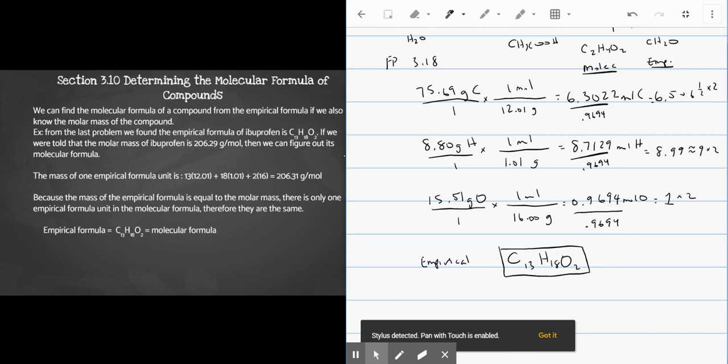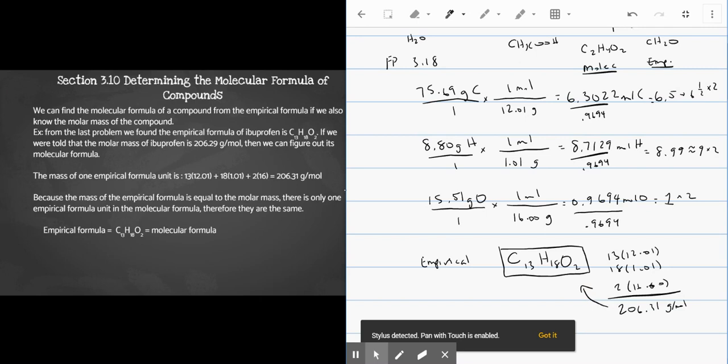So I'm going to add up my 13 times 12.01 plus my 18 times 1.01. These are the molar masses that I'm adding up. And 2 oxygens is 2 times 16. Add that all up, and we get 206.31. So that is the molar mass, grams per mole, of the empirical formula.